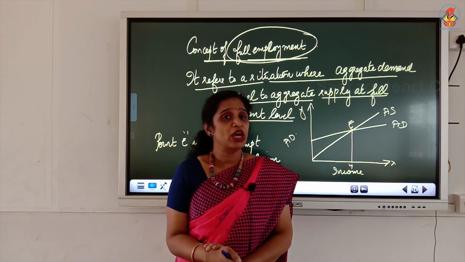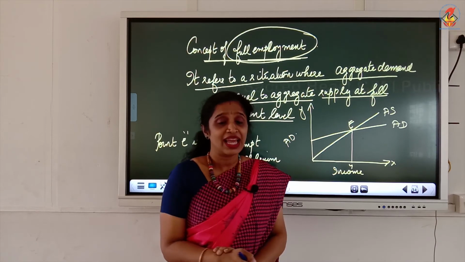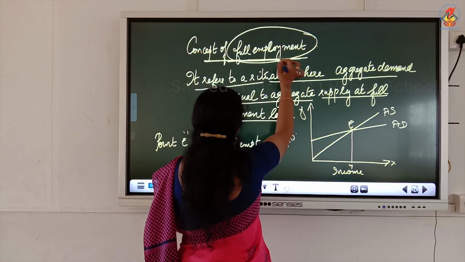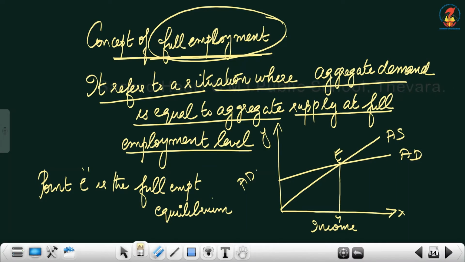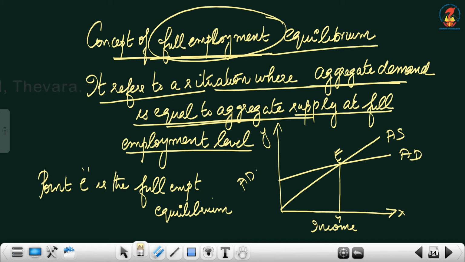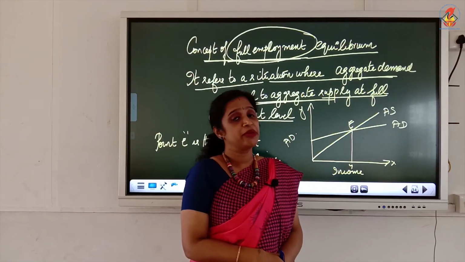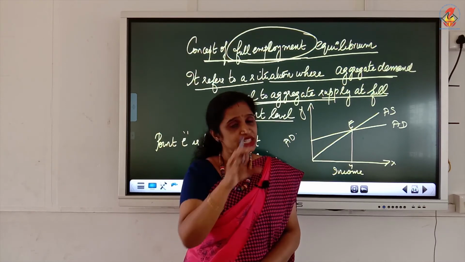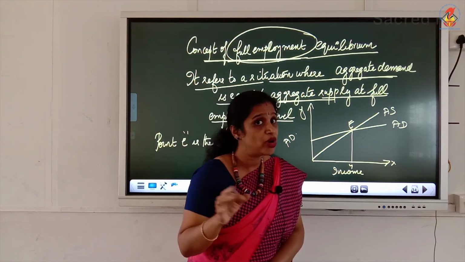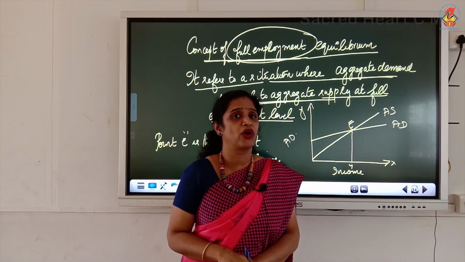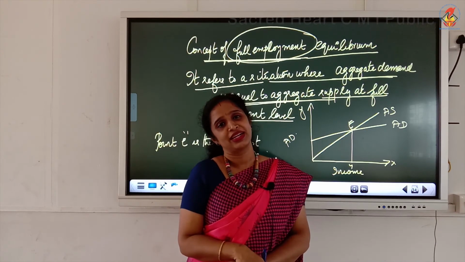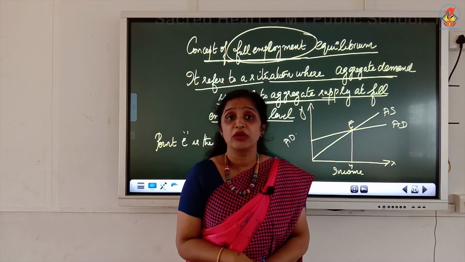So, full employment level means a situation where AD is equal to AS. The concept of full employment refers to a situation where aggregate demand is equal to aggregate supply at full employment level. That is full employment equilibrium. So full employment equilibrium refers to a situation where aggregate demand is equal to aggregate supply at full employment level. At full employment level, where all the resources are fully employed, aggregate demand is equal to aggregate supply, and that concept is known as full employment equilibrium.